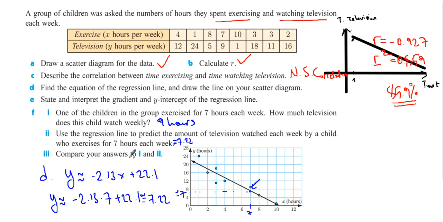So compare your answers in 1 and 2. What does it mean? My prediction is kind of low. So the child actually watched more hours than I predicted. So there's kind of an error here. So here's the interpretation: I compared my result from my prediction with what it actually is.